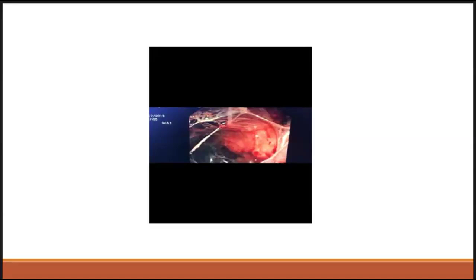But for empyema, probably we have to diagnose it properly and go according to the guidelines that are there for drainage.